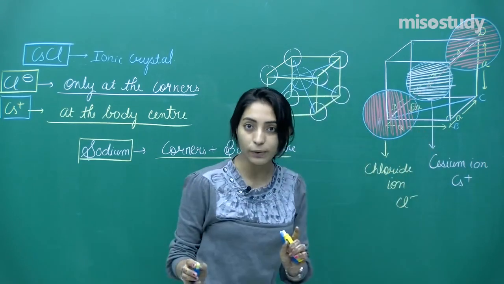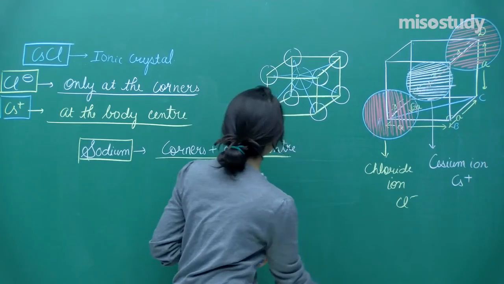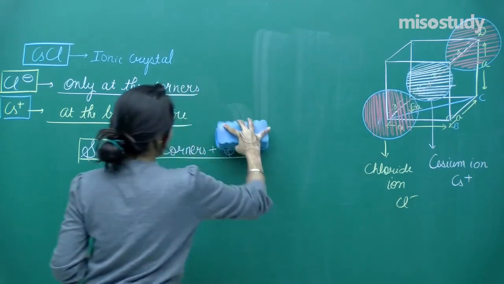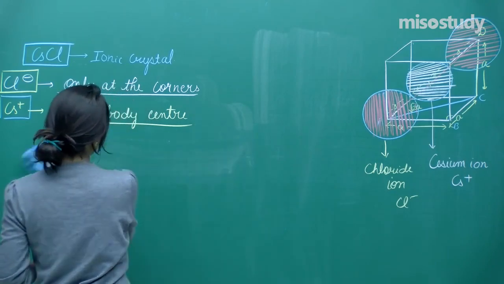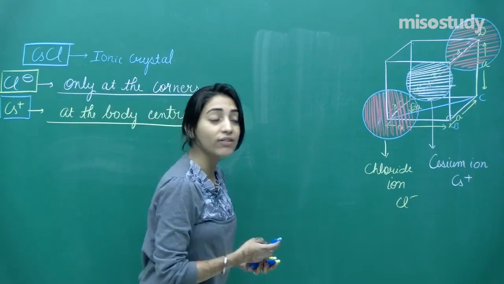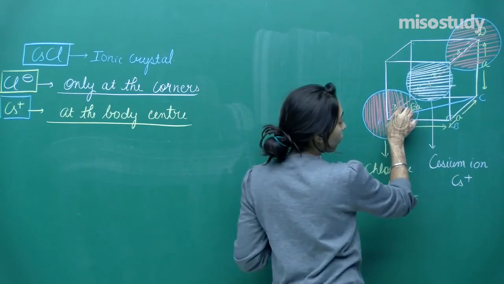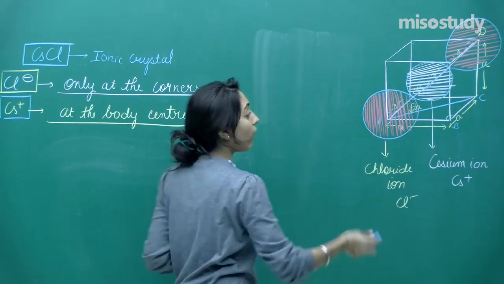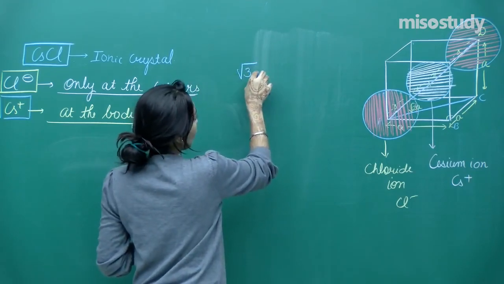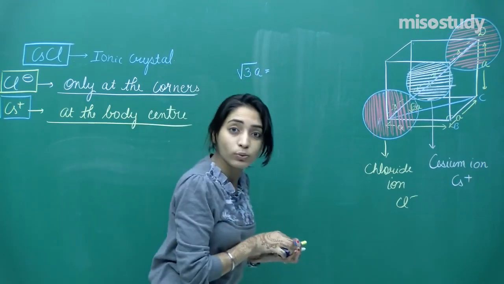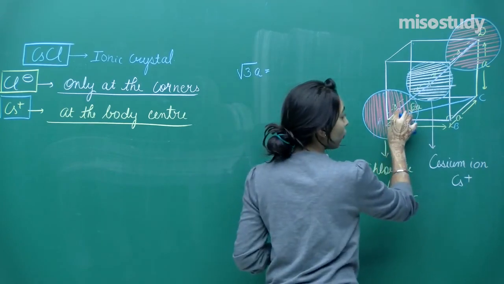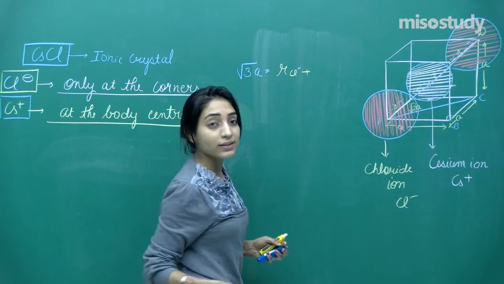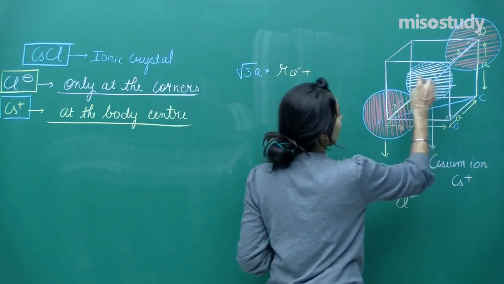Cl minus. Okay, again guys, we are going to use the same expression. See carefully, we will be using the same expression, but this time I will say the length of the body diagonal. What did we find the length of the body diagonal as? We found it to be root 3 times a. But this will be equal to the radius of chloride, r of Cl minus, plus what? Radius of cesium.